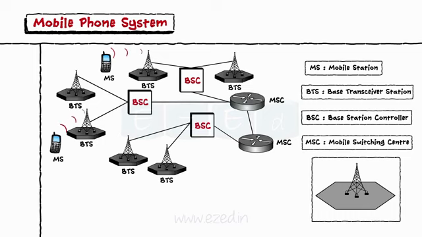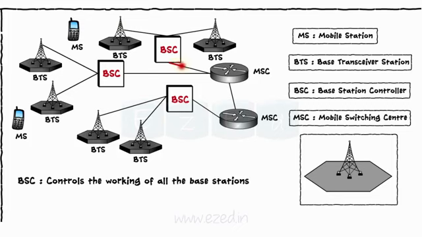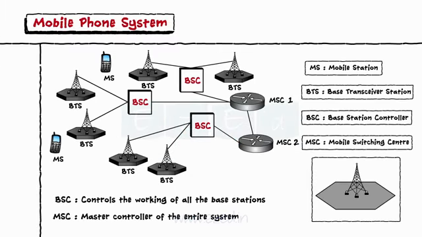Whenever a call is set up, the first signal is sent to the base transceiver station of the cell. From this base transceiver station, it goes to the central base station controller, which controls the working of all the base stations. From BSC, it then goes to MSC, or Mobile Switching Center, which is the master controller of the entire system. These MSCs are different for different areas. From MSC of Area 1, the signal is transmitted to MSC of Area 2, where it follows the reverse sequence as MSC to BSC, BSC to BTS, and from BTS to MS.